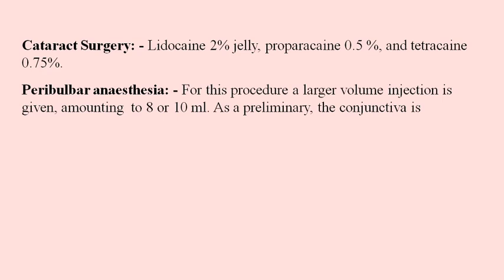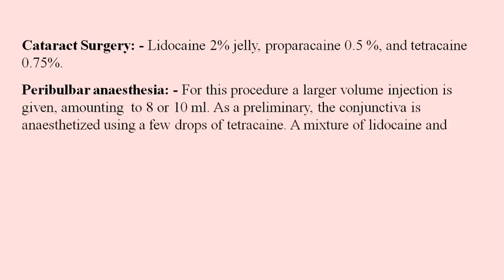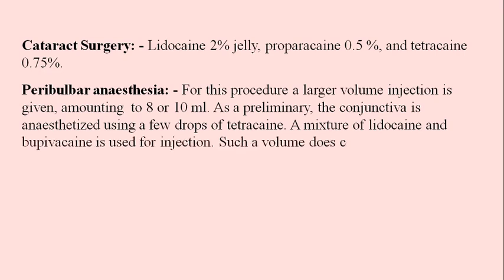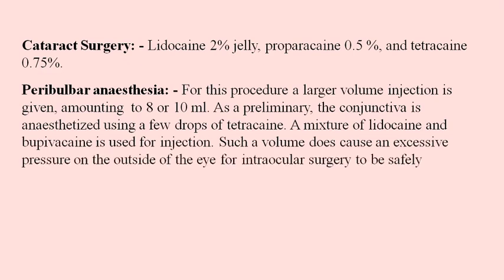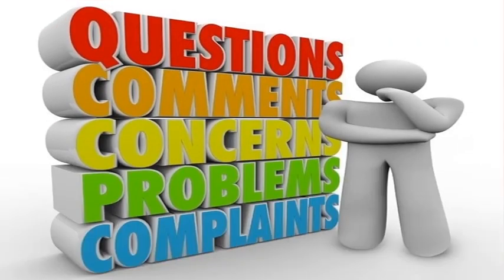As a preliminary, the conjunctiva is anesthetized using a few drops of tetracaine. A mixture of lidocaine and bupivacaine is used for injection. Such a volume does cause excessive pressure on the outside of the eye for intraocular surgery to be safely performed. So this was all for the local anesthetics used in eye surgery.